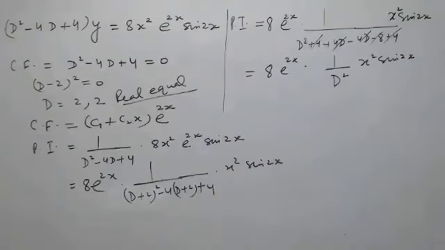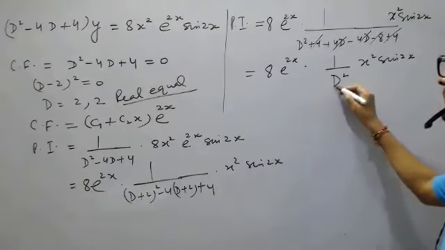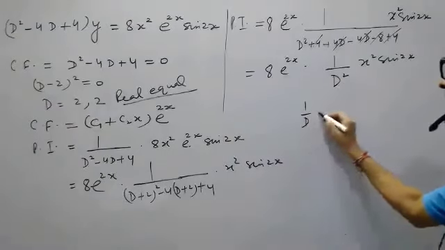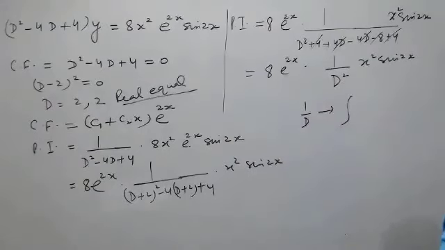Yes, sir. So now 1 upon d square is 1 upon d means integration. D is derivative, na? So 1 upon d means integration. So just you have to integrate it twice.